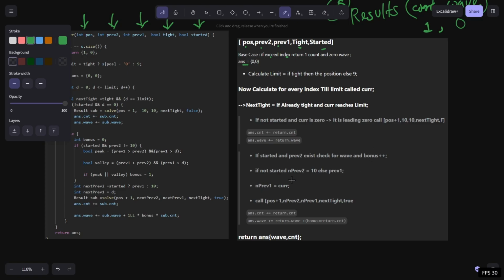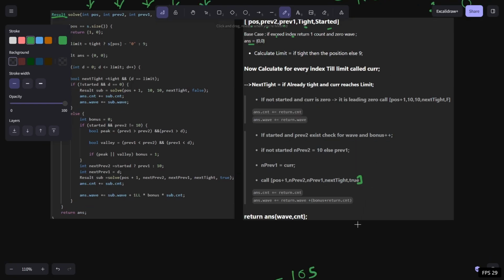Okay, and if it's not started and previous two is not started, then previous two is going to become 10, I mean invalid, the null pointer, else it becomes previous one if it started. And previous one becomes current, and we call it to the next position, and pass next previous one, next previous two, next tight, and true, because we actually started here, because we got a real element that is not a leading zero. Okay, so we already started here.